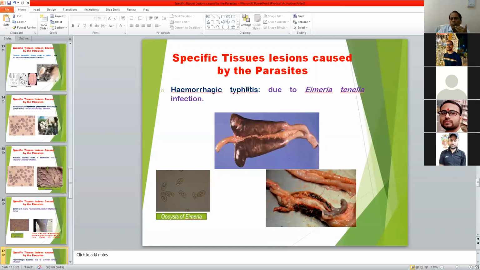Hemorrhagic typhlitis. Typhlitis means inflammation of the cecum, and hemorrhage occurs during Eimeria tenella infection in poultry. Eimeria tenella is the most pathogenic Eimeria species of poultry and causes hemorrhages and inflammation in the cecum, so it causes hemorrhagic typhlitis. This is the sporulated oocyst of Eimeria species.